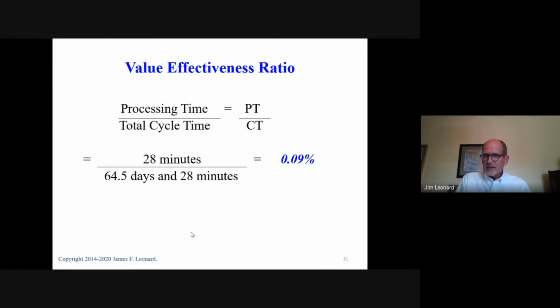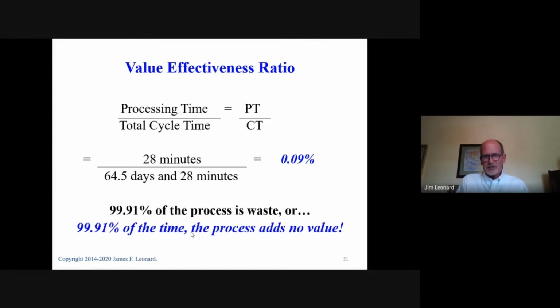The total cycle time was 64.5 days and 28 minutes for a value effectiveness ratio of 0.09%. In other words, 99.91% of the time of that process is waste. Nothing's moving, or 99.91% of the time, this process adds no value. I'll tell you, when you start to expose some of these things, you've got to do this initially, otherwise people won't believe it. They wouldn't even believe it.